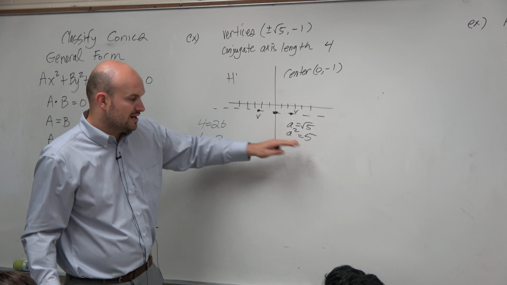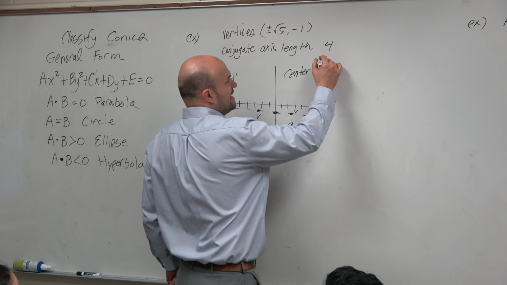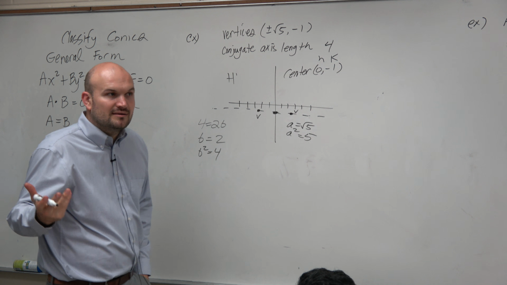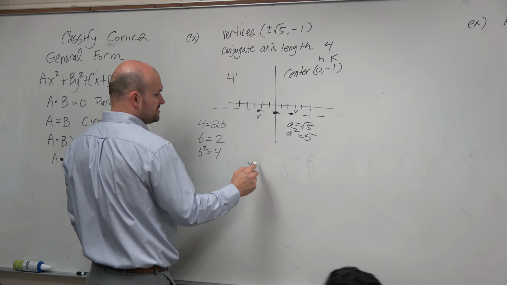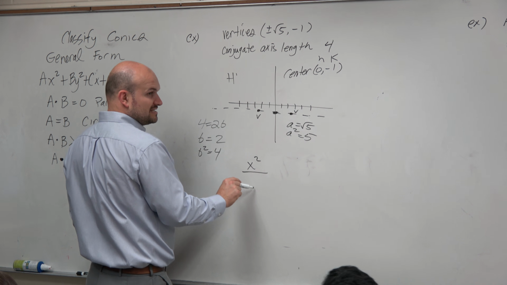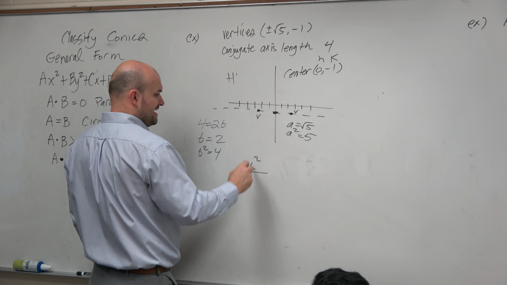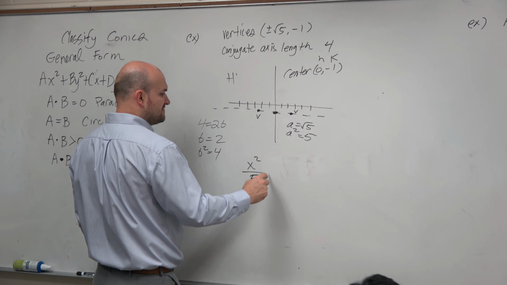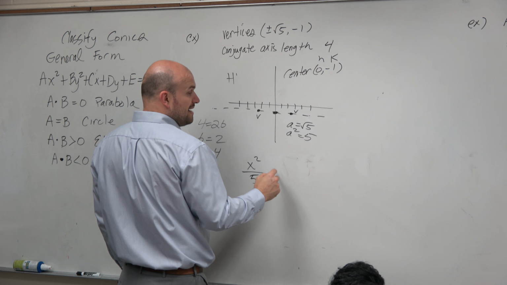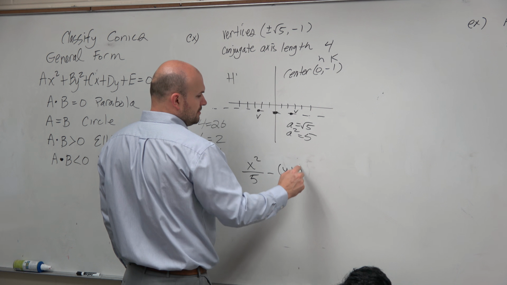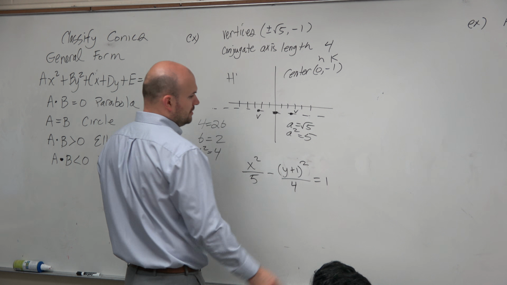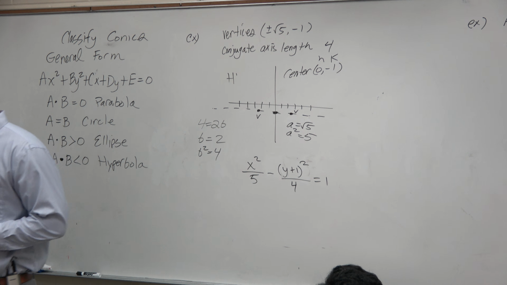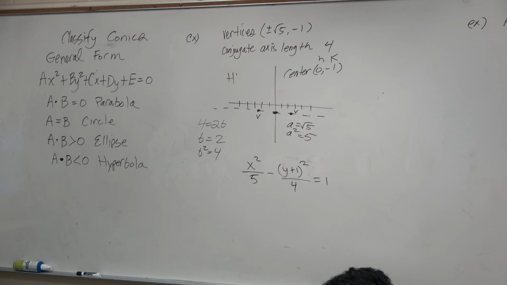So now I know a squared, I know b squared, and I have my h and my k. That's all I need, guys. So it's going to be x minus h squared, or x minus 0, so that's going to be x squared. Remember, a squared has to be under the x since it's horizontal. So a squared is 5, minus y minus -1, so that's y plus 1 squared over b squared, which is 4, equals 1. And that's it. That's what we call done, son.